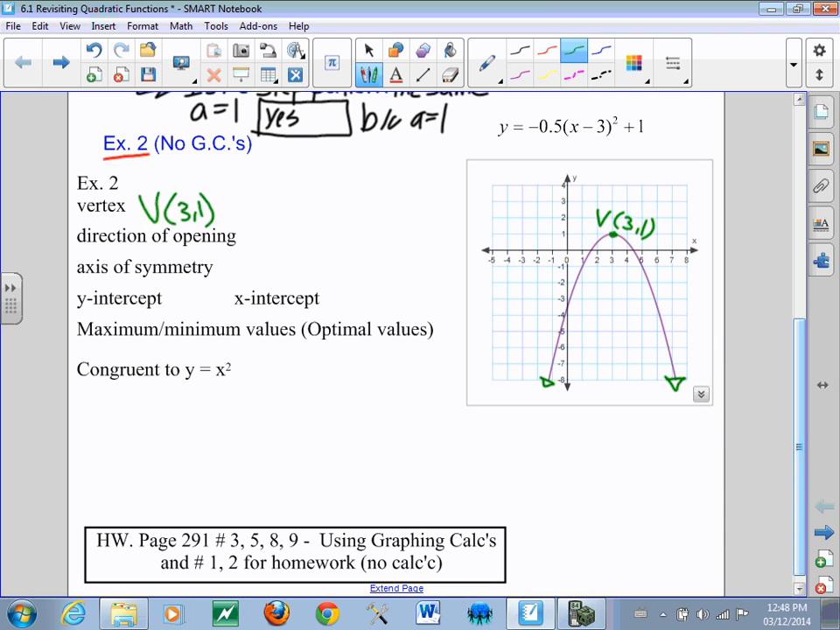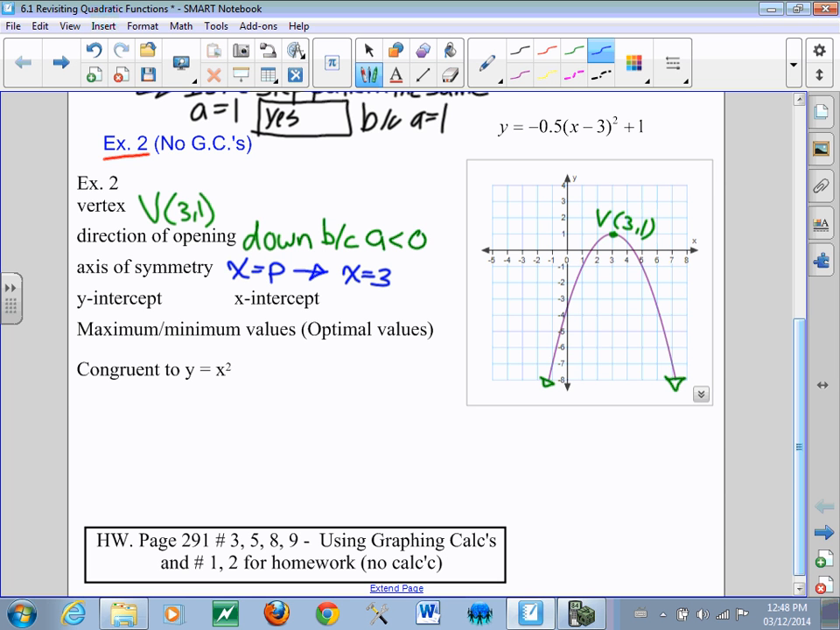Okay, direction of opening, ladies and gentlemen, what is it going to be? It is actually going to be down. It's going to open down because A is negative, or is less than 0. Okay. Axis of symmetry, hopefully you remember the same thing, that it's x equals p. So our equation is going to be x equals 3.